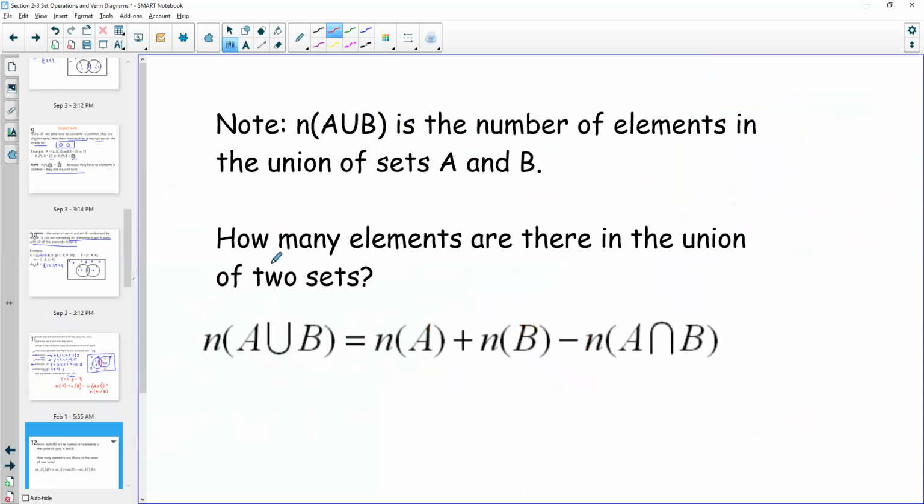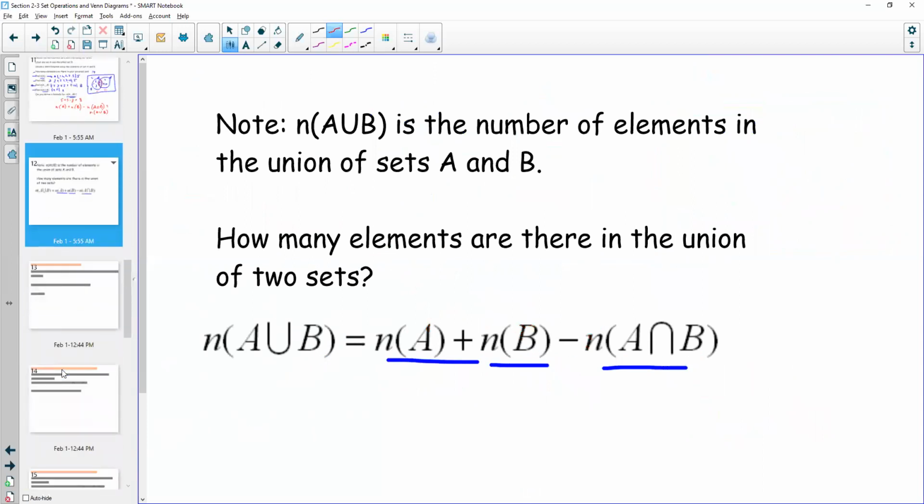So the number of elements in the union of two sets is the number of elements in A plus the number of elements in B minus the number of elements in the intersection. All right, let's keep on going.